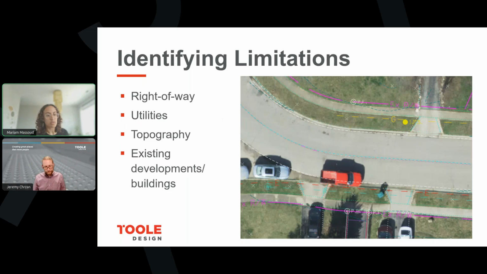Typically, when you're designing, you'll start with identifying what your limitations are. So these are the constraints that will guide your design. It could be right-of-way or utilities or topography or existing developments and buildings. Any of those could be the points that you're trying to tie into that anchor your design.